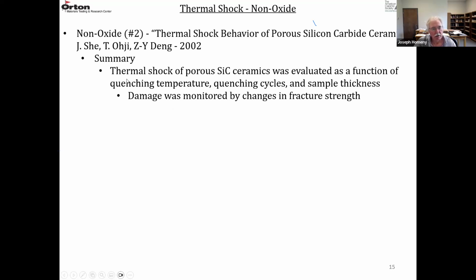So they looked at the thermal shock of a porous silicon carbide ceramic, and it was evaluated as a function of the quenching temperature, the number of quenching cycles, and the sample size. So they have a sample size effect here by varying the sample thickness. And they looked at the damage by monitoring the fracture strength.